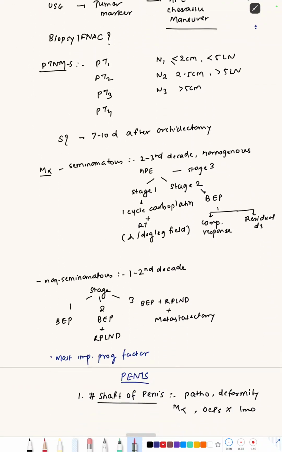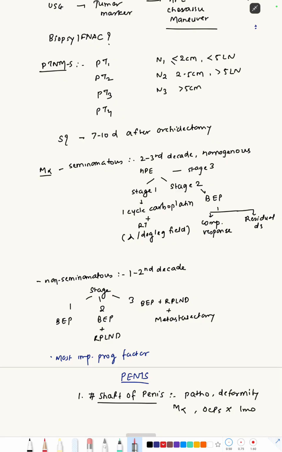Management of the seminomatous tumors. The seminomatous tumors are generally found in the second to third decade of life and are homogeneous in nature. On histopathological examination, we see lymphoplasmacytic infiltrates, and a nest-like or fried-egg-like appearance, with nests of cells seen. It is further divided into stage 1, stage 2 and stage 3. Stage 1 is where it is confined to the testes. In stage 1 the management is a single cycle of carboplatin along with radiotherapy.